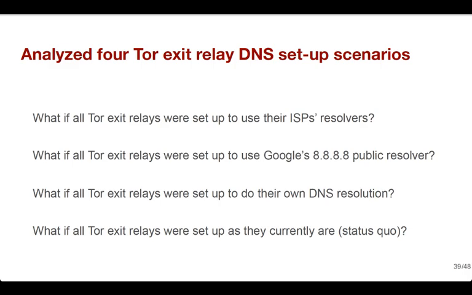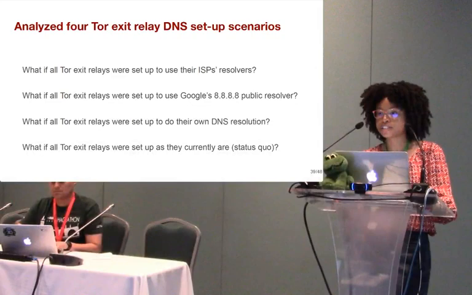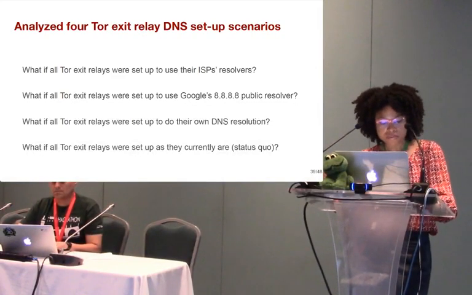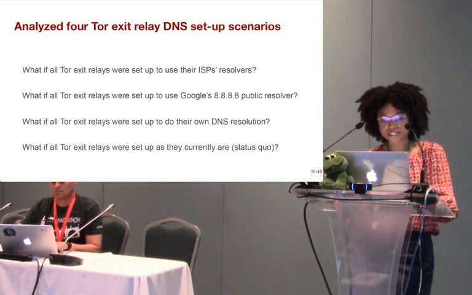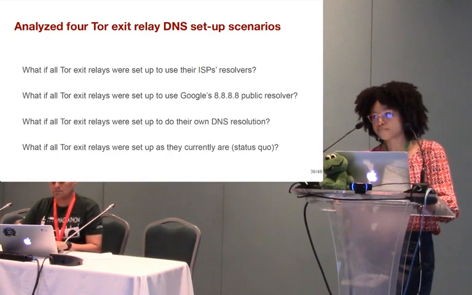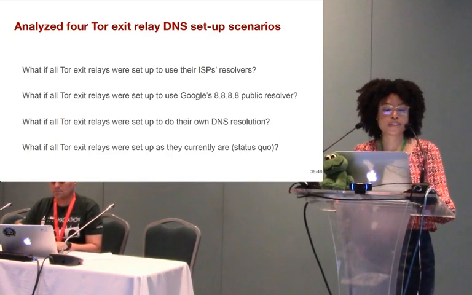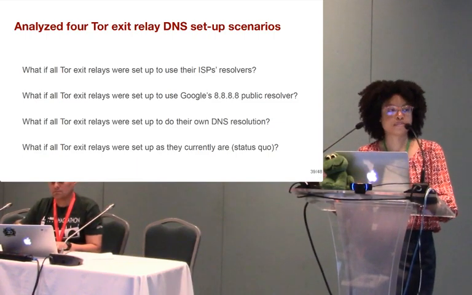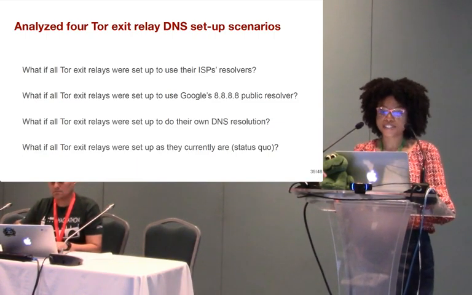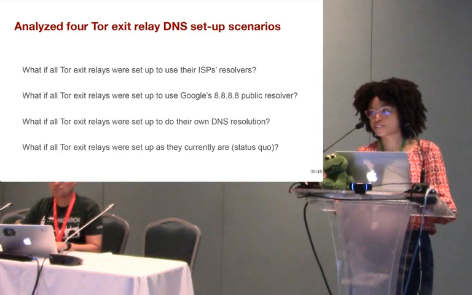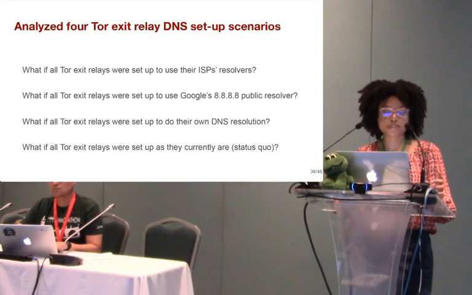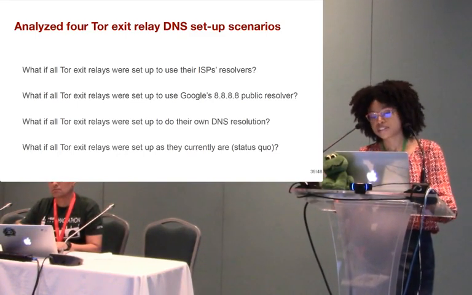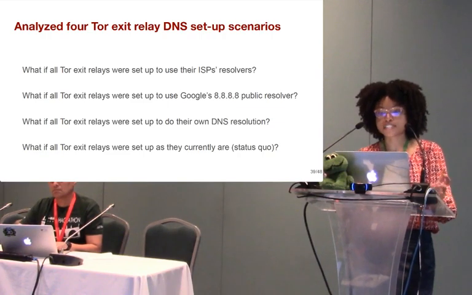So finally, we ran these simulations for 4 different exit relay DNS configurations in Tor. That is, what if all Tor exit relays were set up to use their ISP's resolvers? What if all Tor exit relays were set up to use Google's public resolver? What if all Tor exit relays were set up to do their own DNS resolution? And finally, what if all Tor exit relays were set up as they currently are, which we call the status quo?